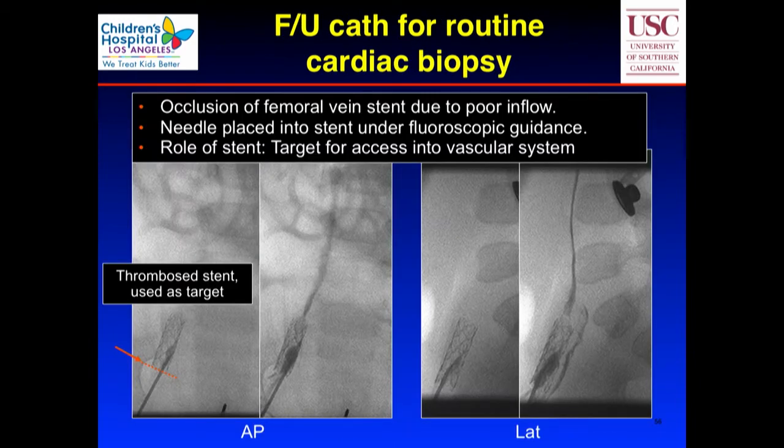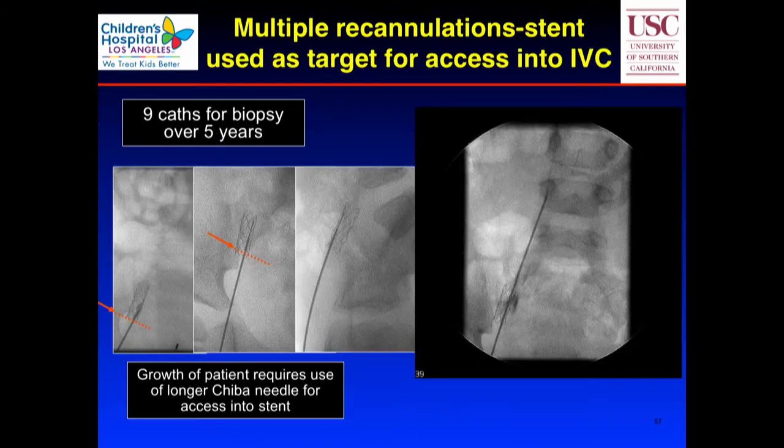Now, unfortunately, if there's not enough blood return, those stents will clot off. So in this case, you see how we come back, and the stent is totally clotted off. But the fact that there's metal there lets me know there's a target I can go after. So no matter what, even if it's clotted off, I can still get inside the vessel to get to the heart because I can see the metal on the x-ray. Whereas if you don't, it's a blind stick.